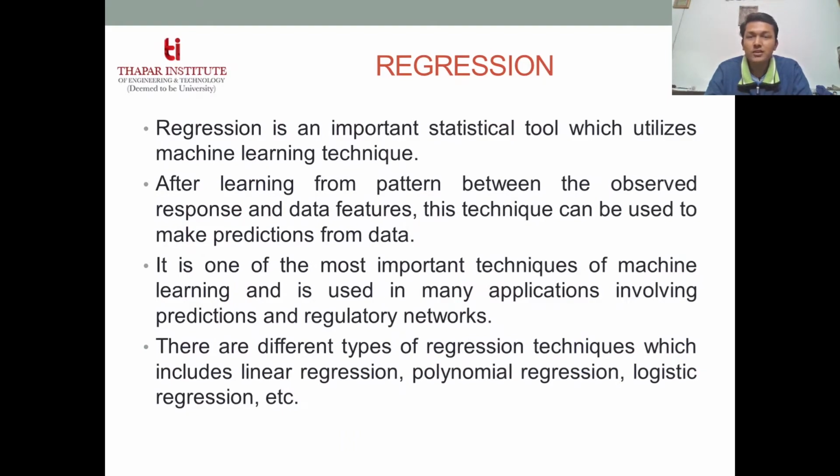Now let's look at the regression techniques. It is one of the most important and commonly used machine learning or artificial intelligence techniques. It is a statistical method that helps in determining the relationship between one variable and the other variables. There are different types of regression techniques, including the linear regression, polynomial regression, and there are several other regression techniques, including logistic and others.